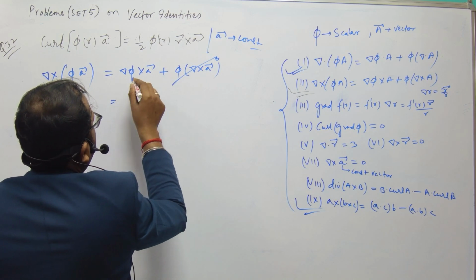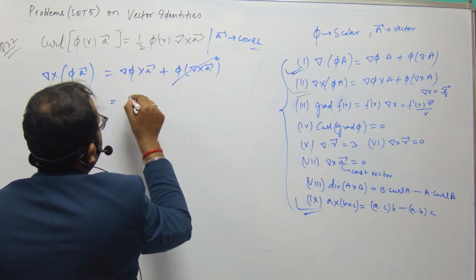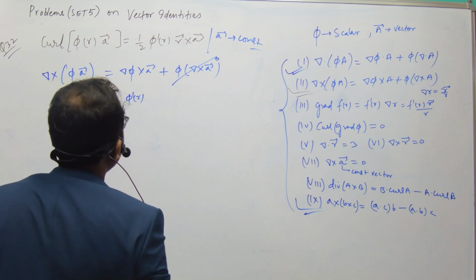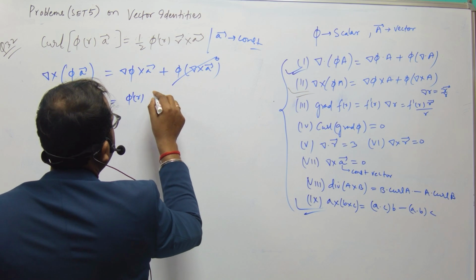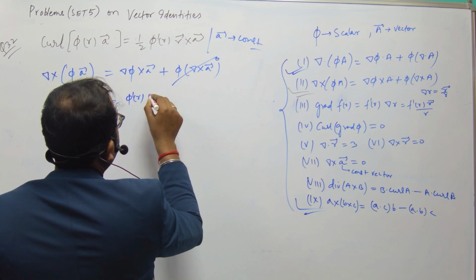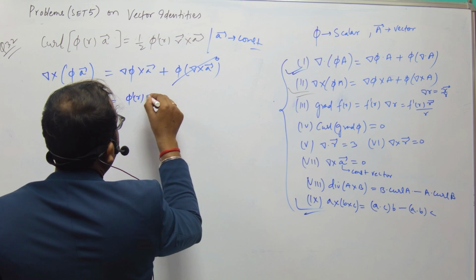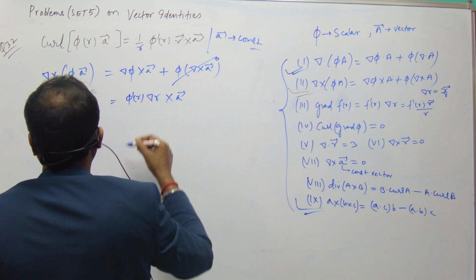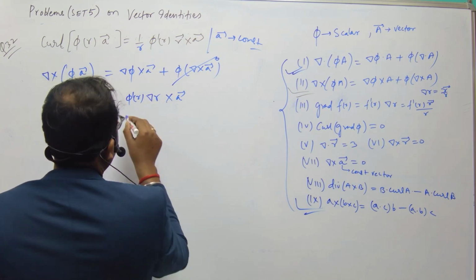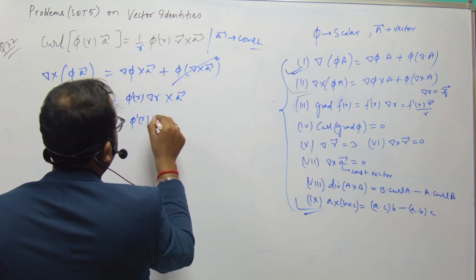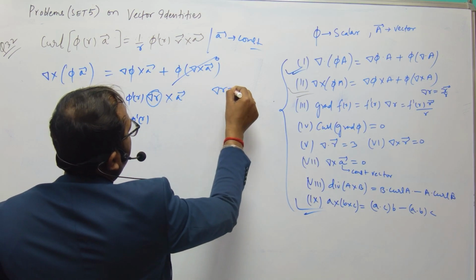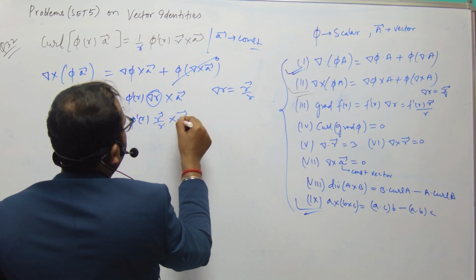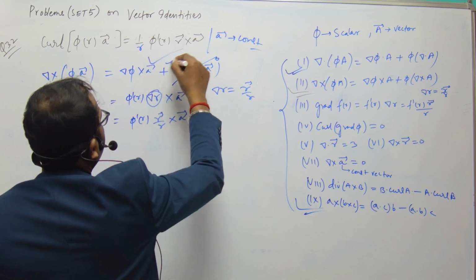We have del of phi. Phi is a function of r, so this will be equal to phi dash r into del of r cross A. This is equal to phi dash r, and del of r, the gradient of r, is r vector upon r, cross A. So this we have to show in the question.